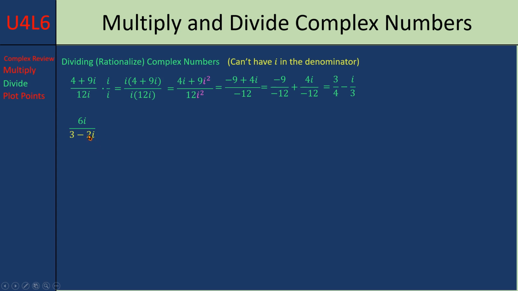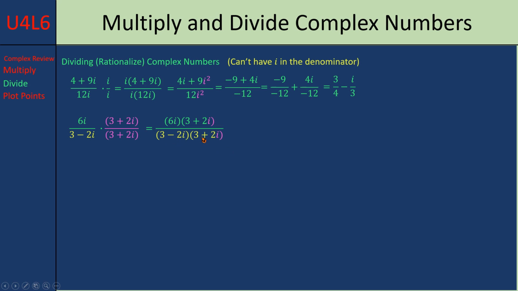So here I have to multiply by the conjugate of 3 minus 2i. Just like with radicals, it's the same thing front and back, but it changes the sign. So I have 3 plus 2i as the conjugate. So multiply that by top and bottom. So here I have 6i times my 3 plus 2i. And bottom here I have 3 minus 2i times 3 plus 2i.